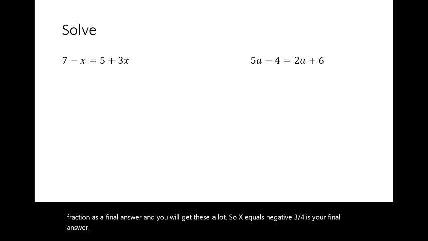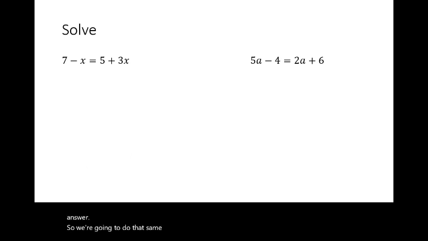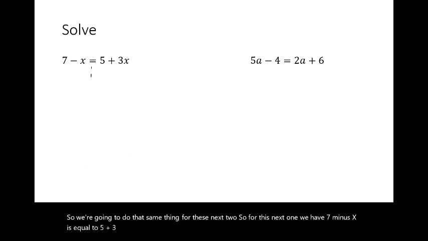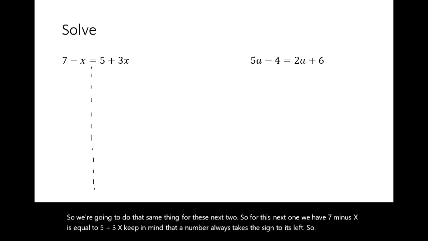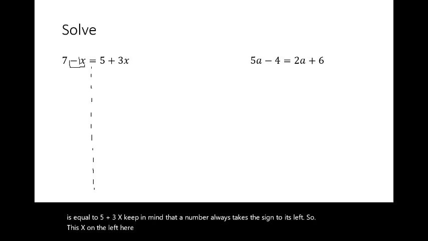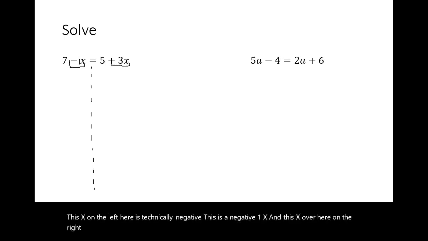So we're going to do that same thing for these next two. For this next one, we have 7 minus x is equal to 5 plus 3x. Keep in mind that a number always takes the sign to its left. So this x on the left here is technically negative. This is a -1x. And this x over here on the right is positive. This is a positive 3x.